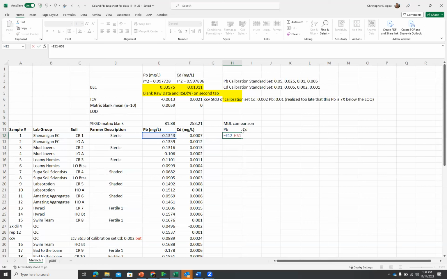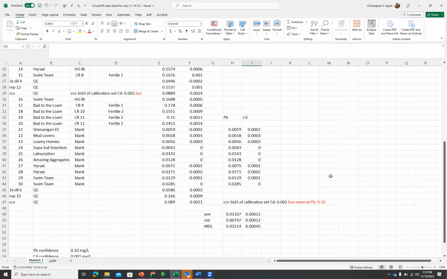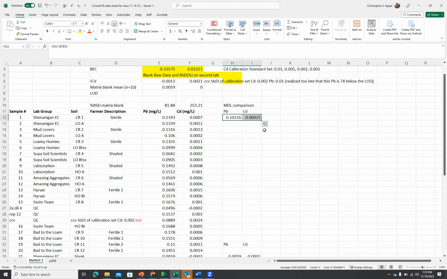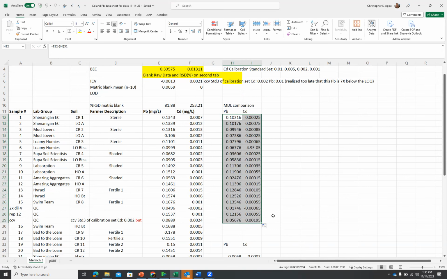And in order to tell Excel, you probably know this, right? In order to tell Excel to always compare it to cell H51, you just put a $ in front of the letter and the number. And if I have a negative number there, that just tells me that it's not above the method detection limit. And after you have those values, you just take that formula and compare it to all your other data.